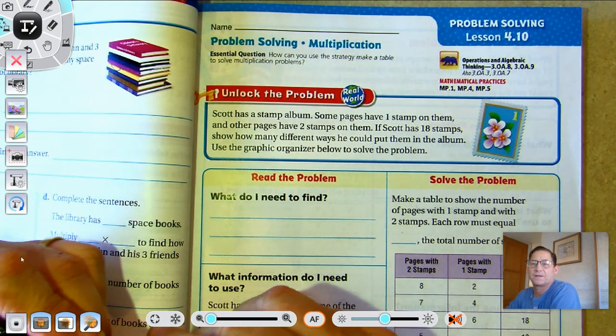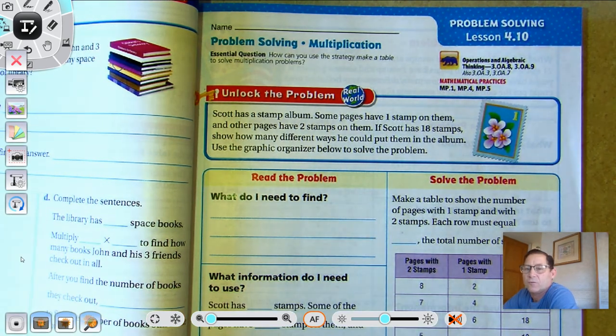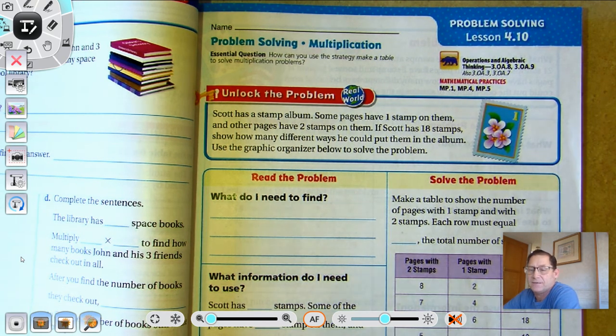Hello everybody. So today we're talking about lesson 4.10, problem solving involving multiplication. We're on page 177 of the third grade textbook. And our strategy today is how can you use the strategy make a table to solve multiplication problems.